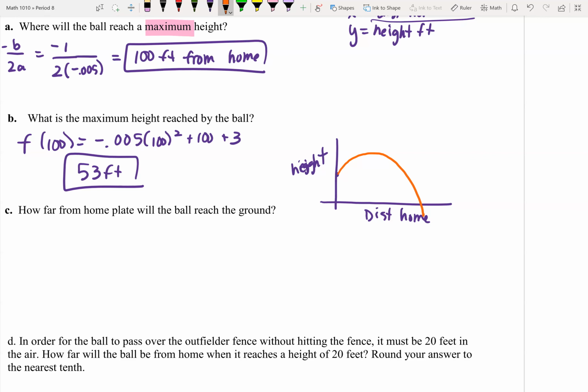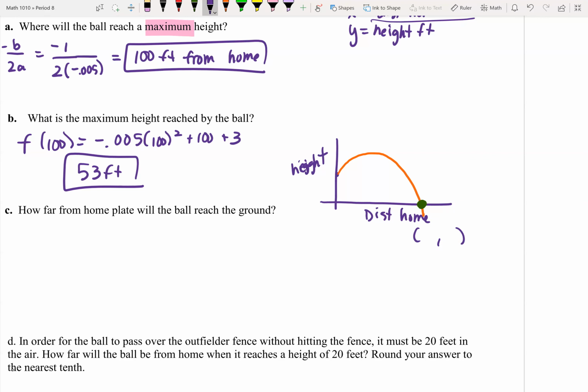Okay, read the question. How far from home will the ball be when it reaches the ground? Somebody raise your hand and tell me where on that picture the ball is on the ground. When the line is the x-axis. You're perfectly right. Good. Put a dot right there if you drew it. It's the x-intercept. And to find the x-intercept, we let something be something.